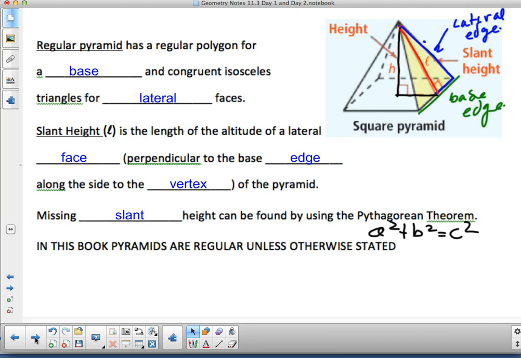Now, my little side note: in this book, pyramids are regular unless otherwise stated, because I'm going to be honest, the surface area of an oblique pyramid is really tough to find because all the triangles are different. Okay.